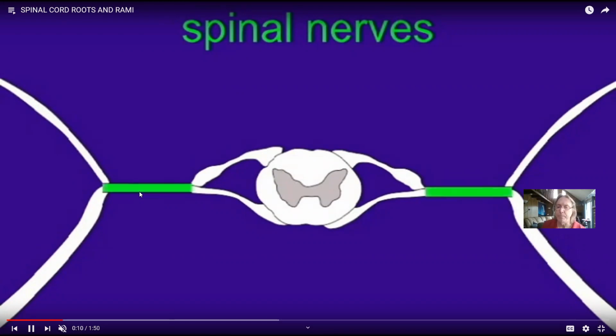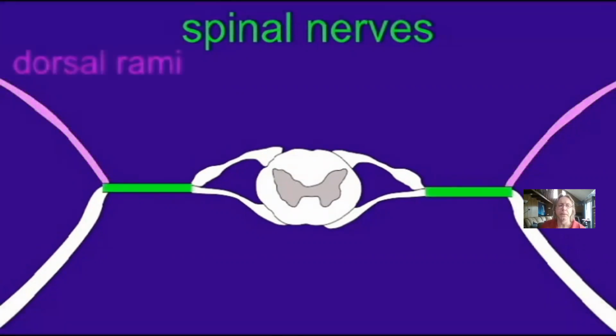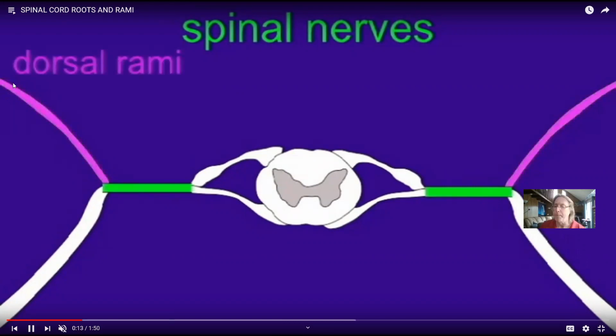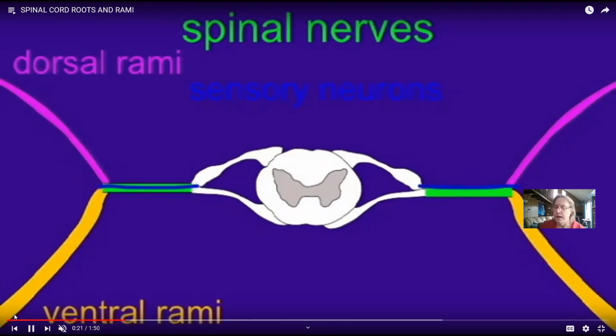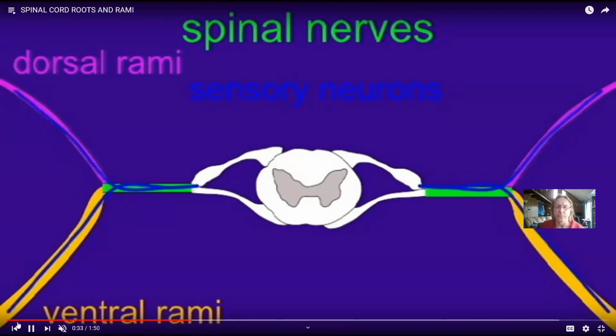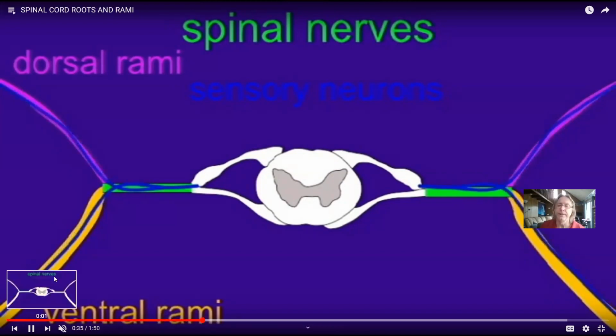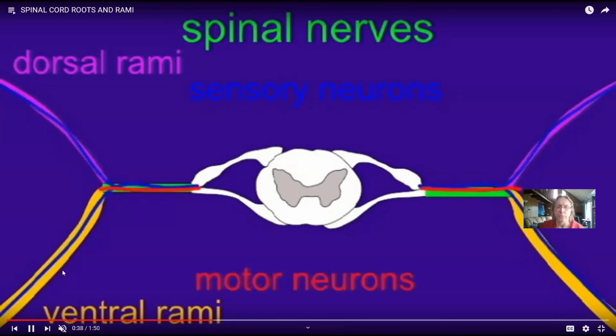These mixed spinal nerves will then split and send a branch to the back, known as the dorsal ramus. It is a mixed nerve with both sensory and motor information, and a ventral ramus, which goes to the front with both sensory and motor information. So because the dorsal ramus is mixed, we can feel our back and we can move our back. Because the ventral ramus is mixed, we can feel our front and move our front.